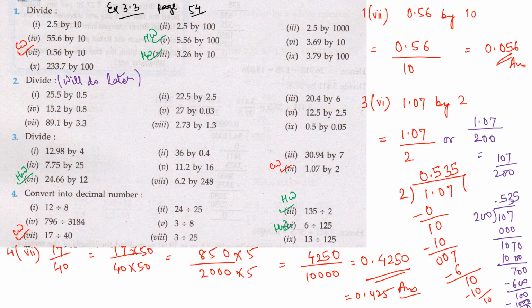Now these are the questions, the solutions we have done. So divide. 1 I have done: 0.56 by 10. So you know the decimal will move one place to the left. So it will be 0.056, because no digit was there, so a zero will come here. The second question we will do later because we have not done this. We have only done division by 10, 100 and 1000 and division by whole numbers.